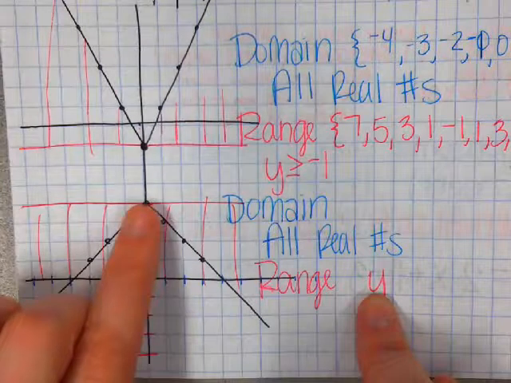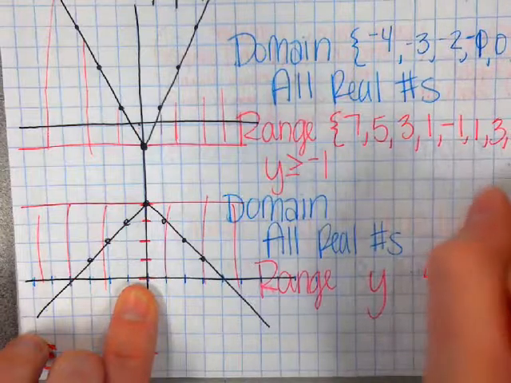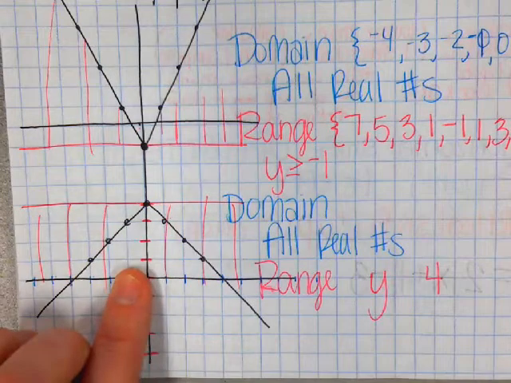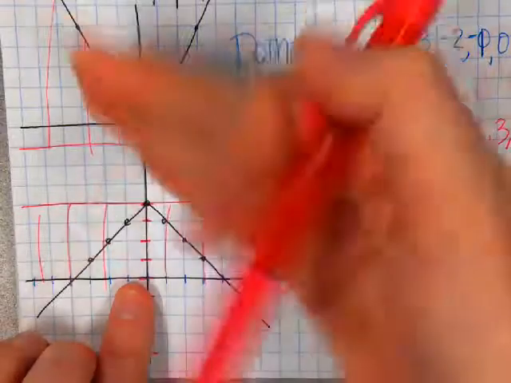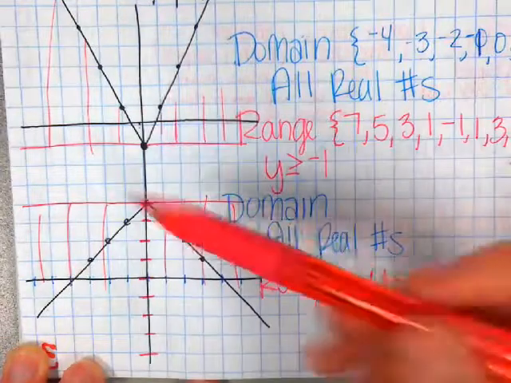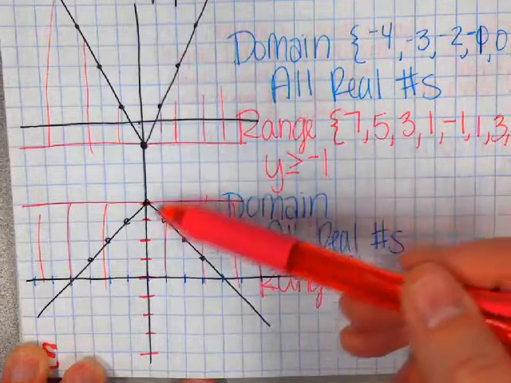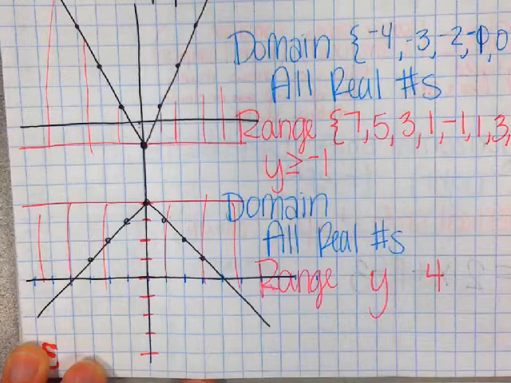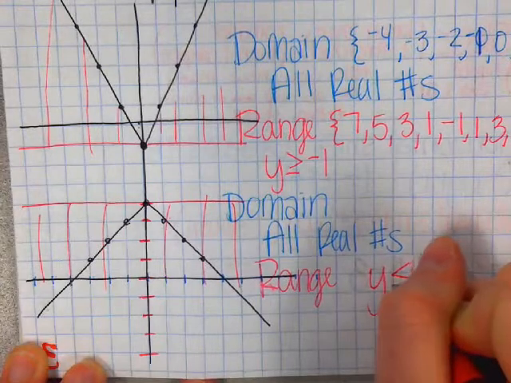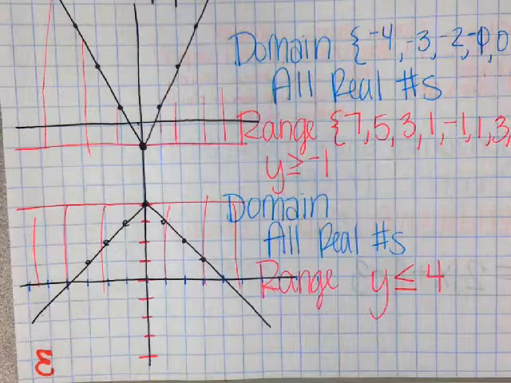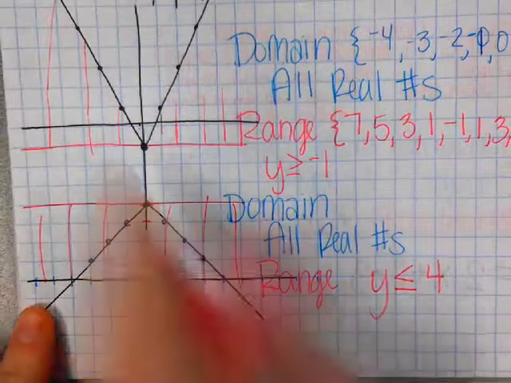So I would have to say all of the y values, and then we know it's at a positive 1, 2, 3, 4. But here's my question. The last one we said y is greater than or equal to negative 1 because all the values were greater than. Here it's at 4. Are all the values greater than 4 or are they less than 4? They are all less than because they're below it. So it's less than or equal to 4.